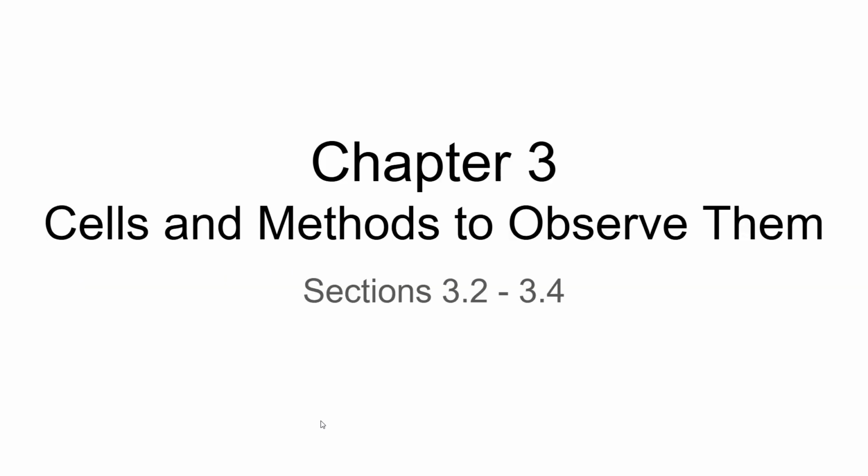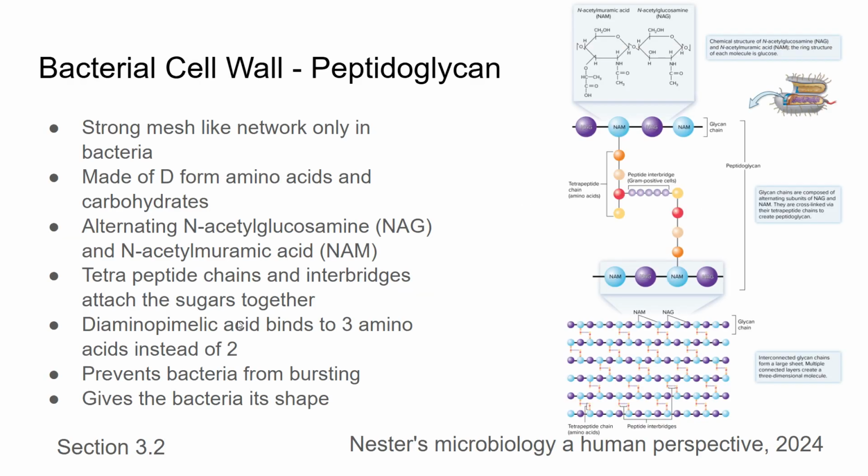So now we're going to move on to Chapter 3. These are going to be the cells and the methods to observe them. So when we're looking at cells, one of the biggest ways that we determine cells is based off of its cell wall. Now the cell wall of a bacteria is going to be primarily made of a substance called peptidoglycan. So peptidoglycan is a strong mesh-like network only in the bacteria. So only bacteria demonstrate this specific cell wall.